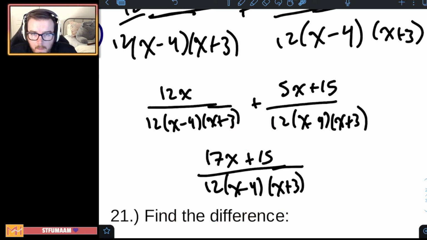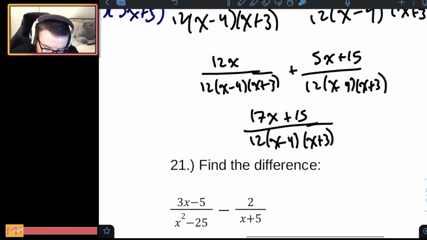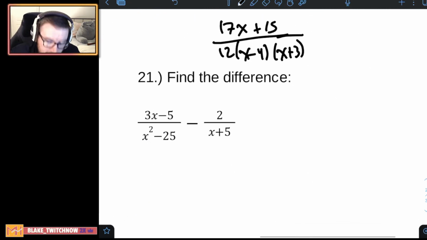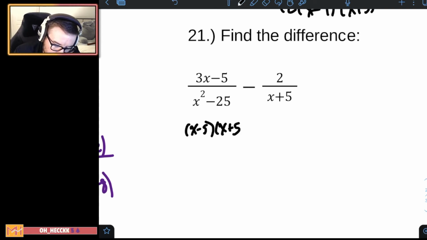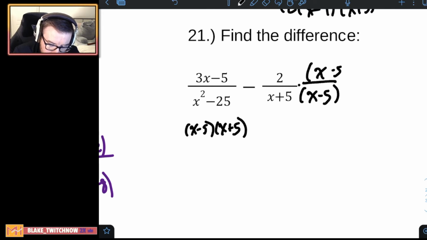That's it. Find the difference. Same thing as addition and subtraction. It's just that when you subtract, you need to be careful that you're subtracting each and every term. So this denominator needs a minus 5 as well to have them in common. So we'll go ahead and multiply that in.